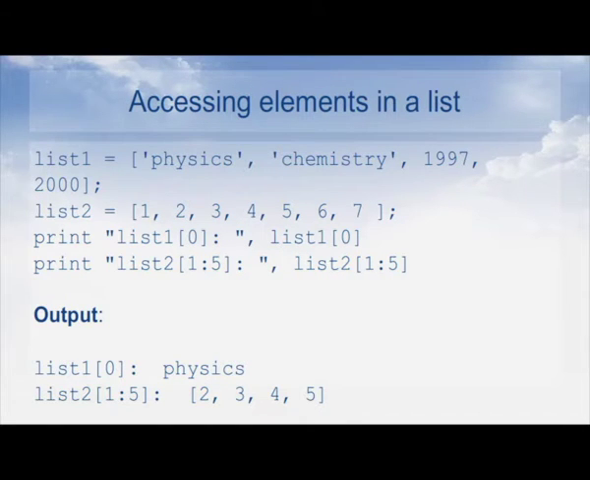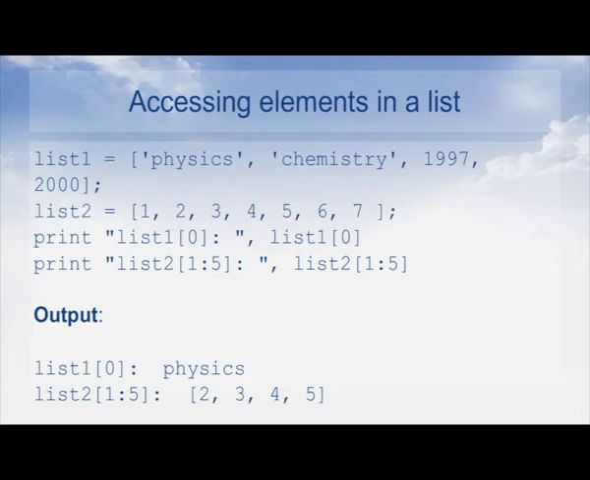And in the second print statement, we print list2[1:5], where 1:5 represents the index values. 1 represents the second element, because in a list the index starts from 0. So, 1 refers to the second element and it goes up to the 5th index. So, list2[1:5], what is the output? The output is 2, 3, 4, 5.